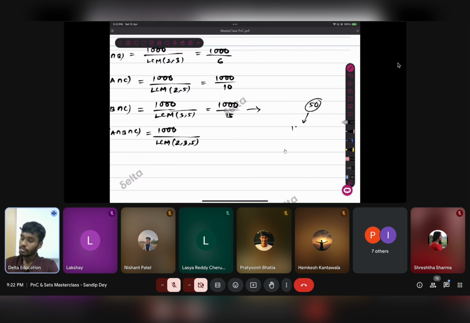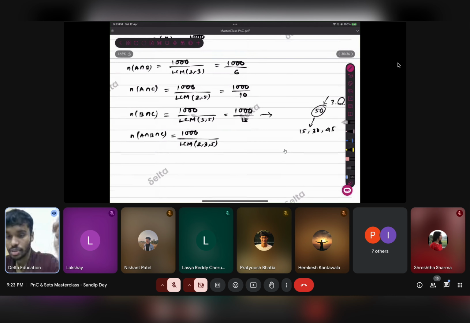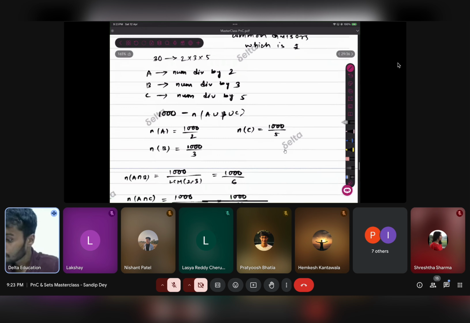Can I say that 15, 30, and 45 are the numbers that are divisible by 15, from 1 to 50? So I have 3. But if I divide it by 15, it will be 3 point something. So I don't care about the numbers after the decimal point. So what I have to do, yeah, you mentioned it. So thank you for that.